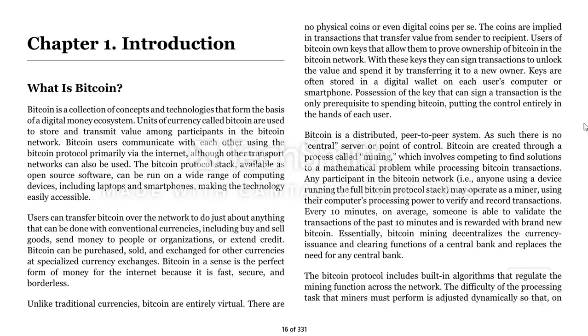Bitcoin is a distributed, peer-to-peer system. As such, there is no central server or point of control. Bitcoin are created through a process called mining, which involves competing to find solutions to a mathematical problem while processing Bitcoin transactions. Any participant in the Bitcoin network, i.e., anyone using a device running the full Bitcoin protocol stack, may operate as a miner, using their computer's processing power to verify and record transactions.